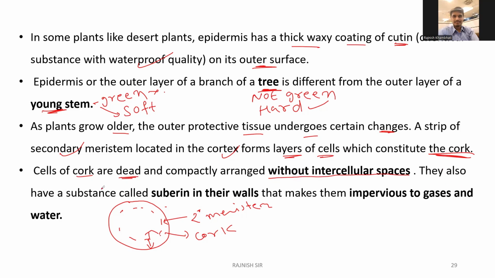They also have a substance called suberin in their walls. The cells of the cork have suberin in their walls. The suberin makes them impervious to gases and water. It means water cannot pass through these cells because of suberin.